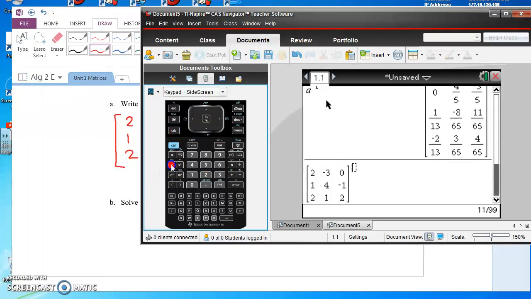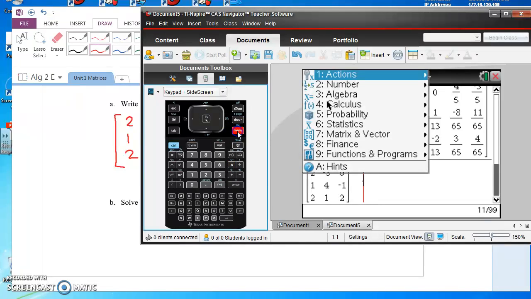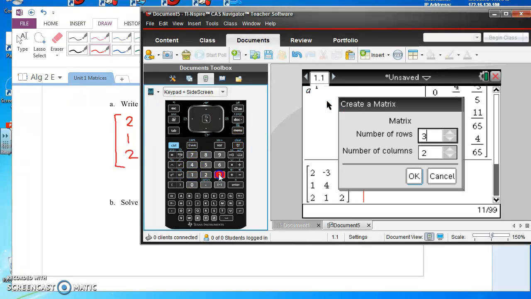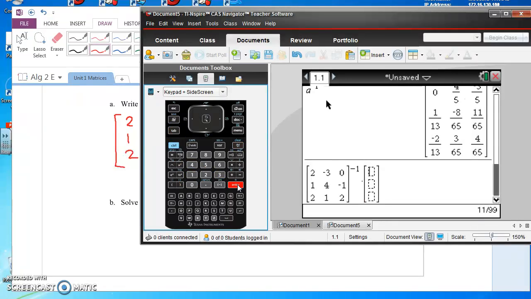I need the inverse of this matrix, so inverse of that matrix, move the cursor down, times, I'll enter the next matrix, which is the solution matrix, the 3 by 1, so that's menu, 7, 1, 1, a 3 by 1 matrix. So the 3 by 1, -18, -4, 32.